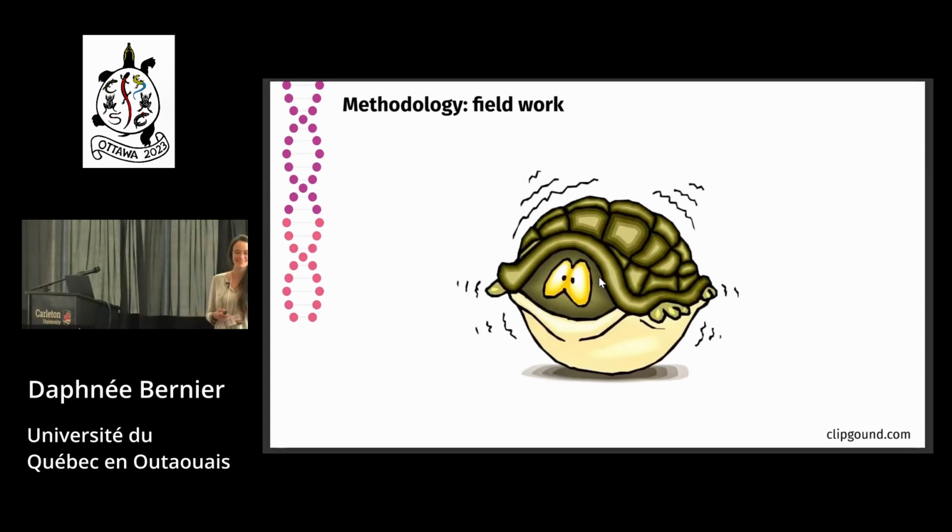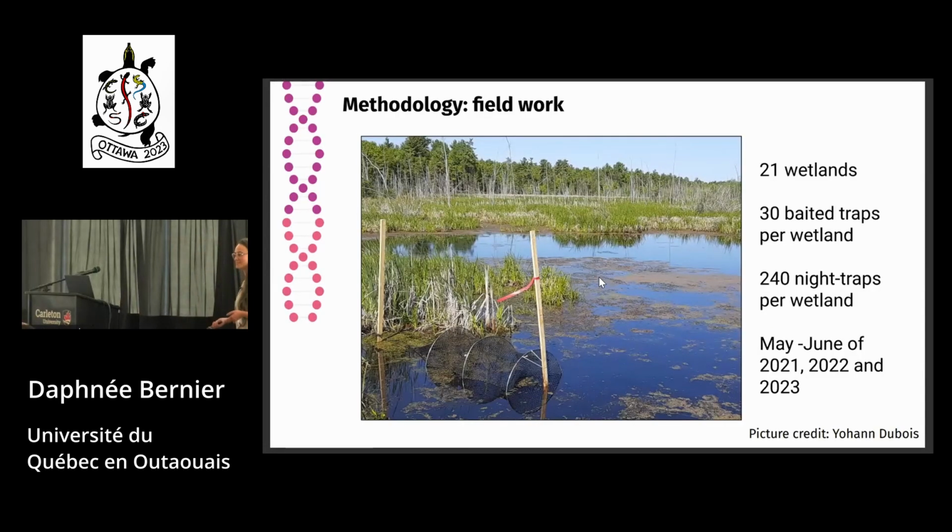Unfortunately, since it's a species that is susceptible to being collected, I cannot tell you exactly where I did my work, but I can tell you that we put baited traps in 21 wetlands with 30 baited traps per wetland approximately, or 200 trap nights per wetland. We did that in May and June of 2021 and 2022.